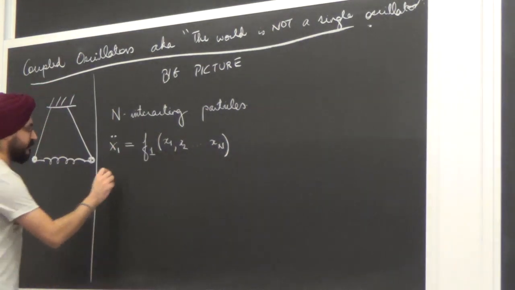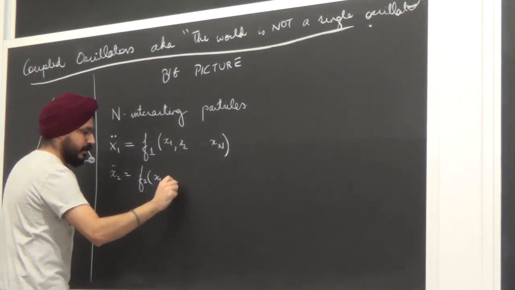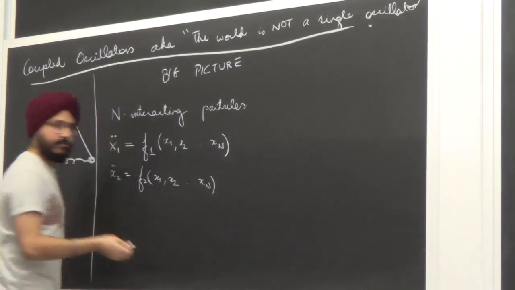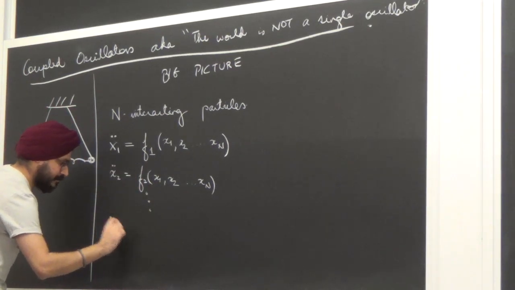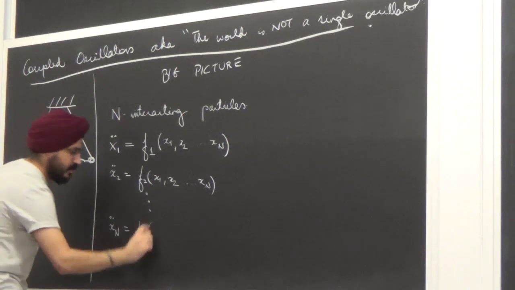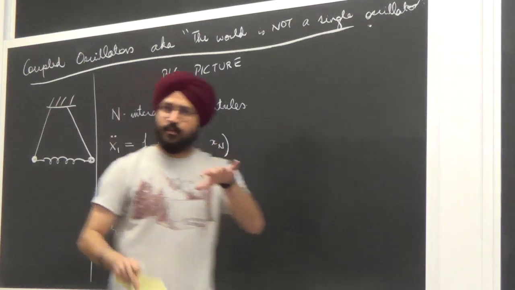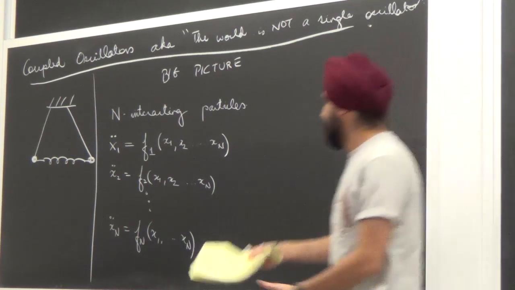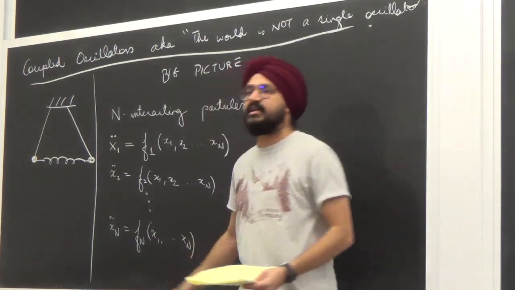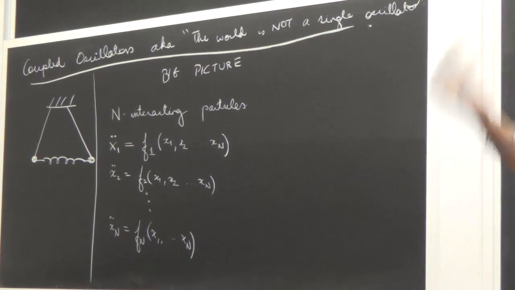Okay? Similarly, for the second particle, x2 double dot is some function f2 of x1, x2, and so on and so forth, up to xn. Okay? And then go all the way down to the nth particle, so xn double dot is some function fn of x1 to xn. Okay? Had f1 only been a function of x1, had f2 been a function only of x2, and so forth, had fn only been a function of xn, these would have been decoupled particles, right? They just do what they individually are doing.